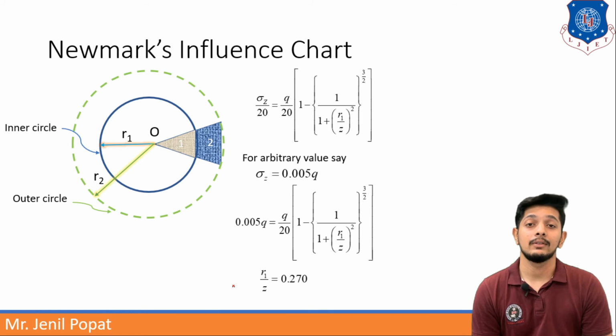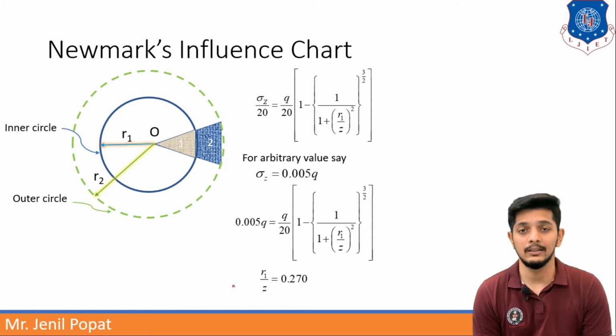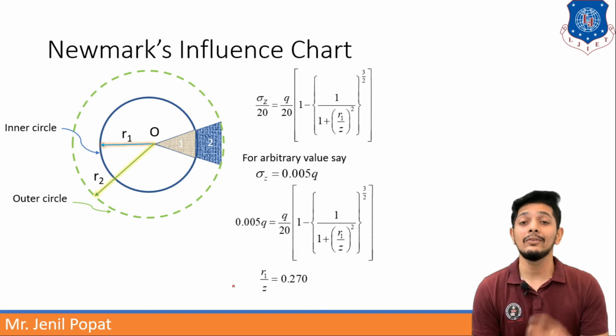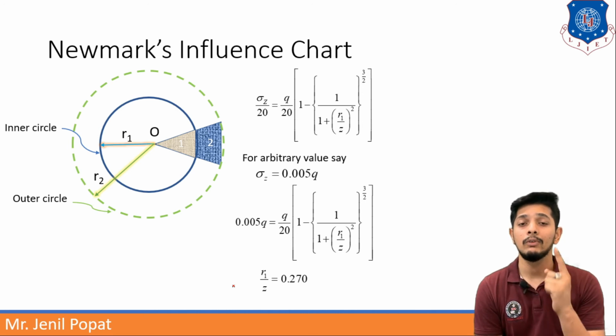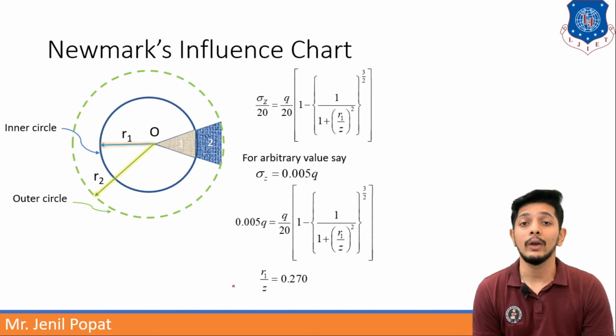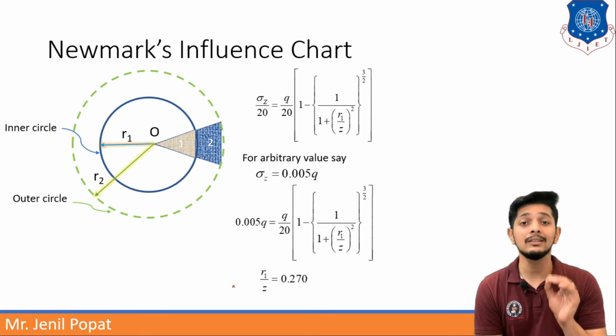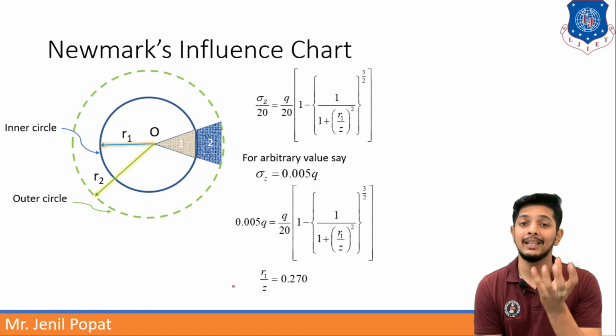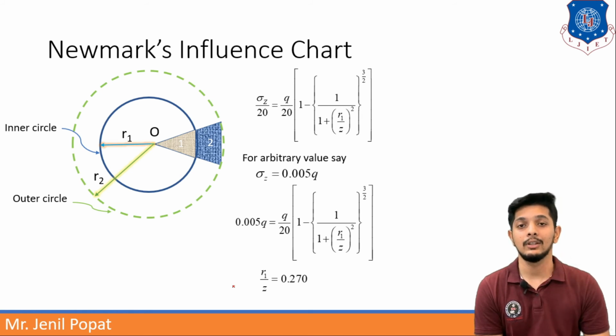Now if we assume sigma z as some influence value, that is 0.05 q, then r1 by z comes out as 0.270, so r1 can be taken as 0.270 z. So at every point wherever 0.270 z is the radius, every peripheral point will have the same value of 0.05 q. That is the basic understanding. Every point will have the same value of stress if the condition is fulfilled.